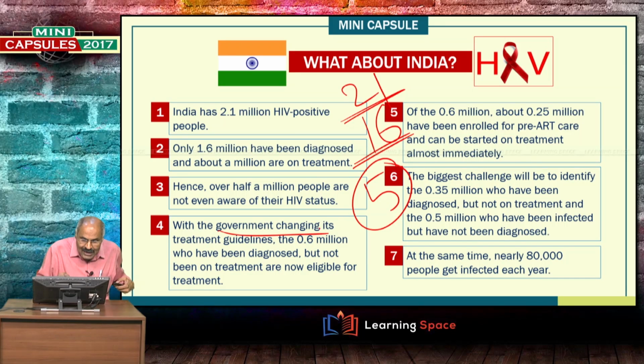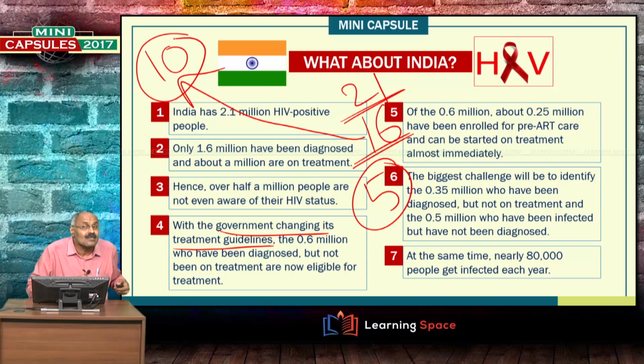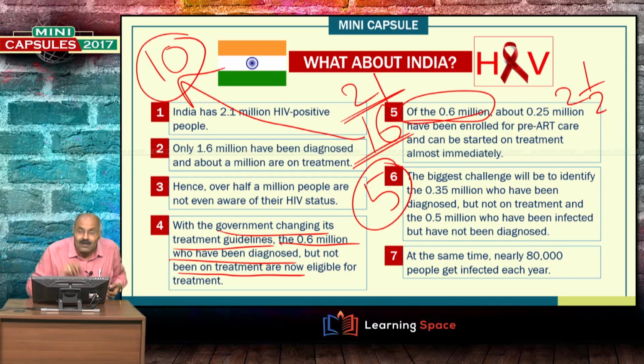And now with the government changing the guidelines, out of these 16 lakhs, 10 lakhs are already in treatment, taking ART, and the remaining 6 lakhs have to be brought under ART. These remaining 6 lakh who have been diagnosed but not been on treatment are now eligible for treatment. Another important aspect is that out of these 6 lakhs, 2.5 lakh people are already enrolled for pre-ART. So there is no problem as far as these 2.5 lakh people are concerned.